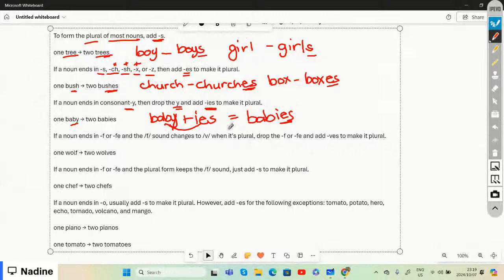Another example of a word that ends with a Y is family. So we have one family. And if we want to show that there's more than one family, then it means that we drop the Y, we add IES, and then it is families.